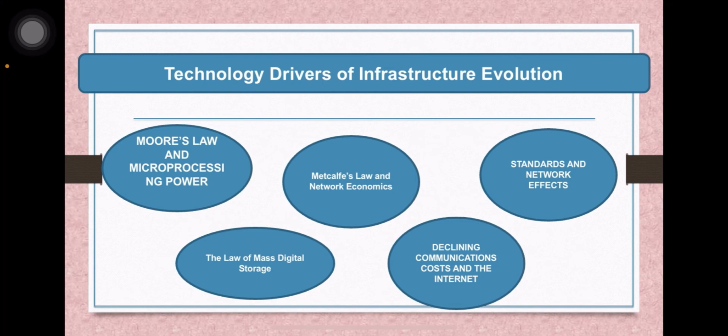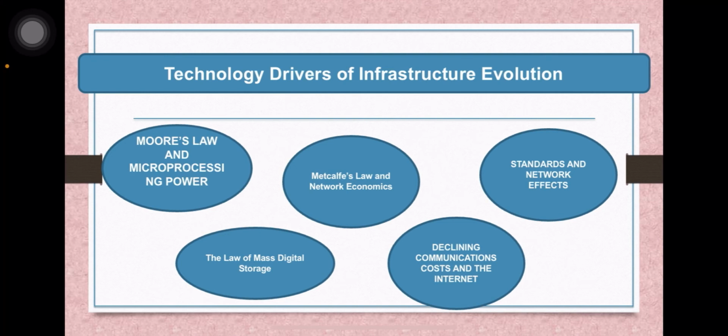Second is the law of mass digital storage. A second technology driver of IT infrastructure change is the law of mass digital storage. The cost of storing digital information is falling at an exponential rate. Today's PC hard drives have storage densities approaching 1 gigabyte per square inch and total capacities of over 200 gigabytes.